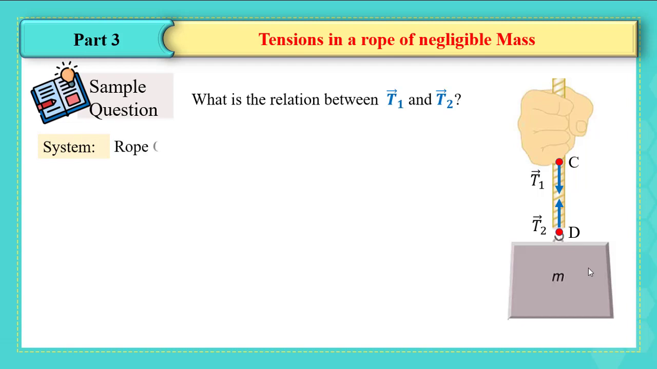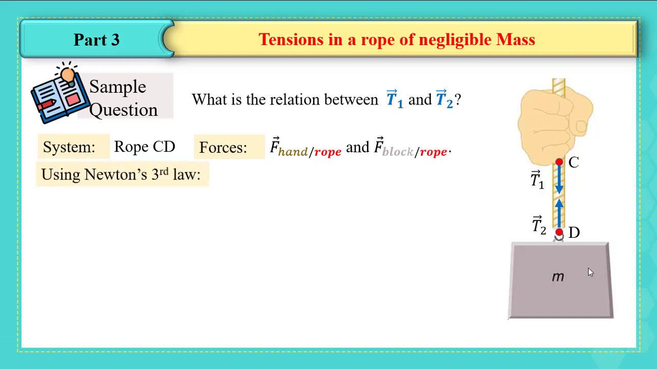We're going to take the rope as the system to study and state the forces acting on it. We have the force exerted by the hand on the rope and the one exerted by the block on the rope. Using Newton's third law, we know that the force exerted by hand on the rope is equal to minus T1, which is indicated in the figure, and the force exerted by the block on the rope is minus T2.